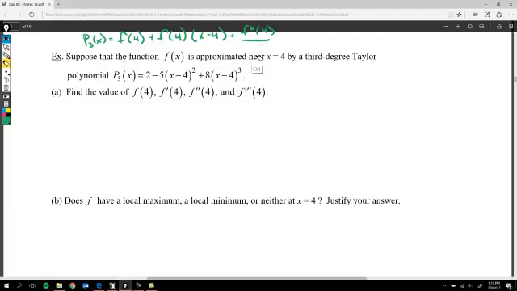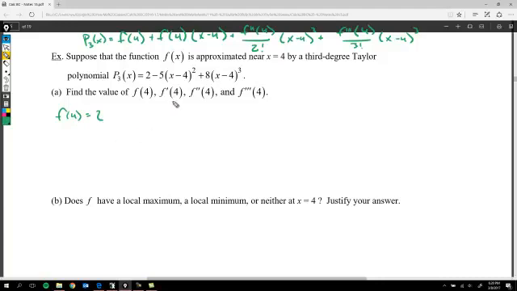Okay, that should be a 2 over 2, x minus 4 squared plus f triple prime of 4 over 3 factorial, x minus 4 cubed. So this is what I'm dealing with, and now I'm just going to compare my general formula here to what they gave me. Right off the bat, I know my constant is 2, so f of 4 equals 2.